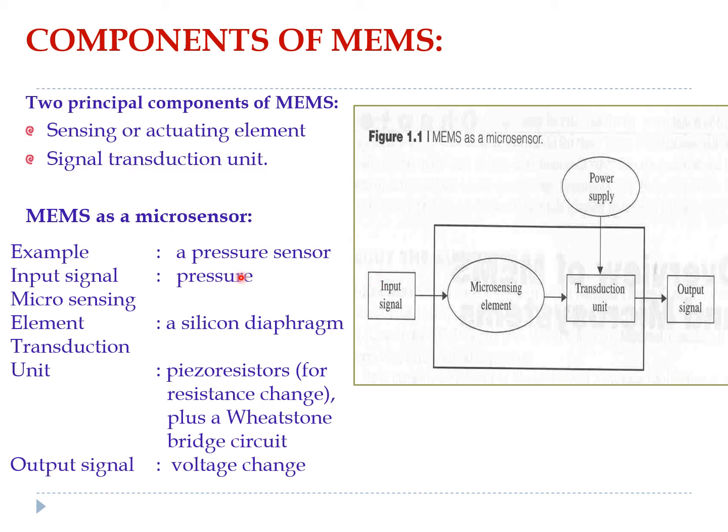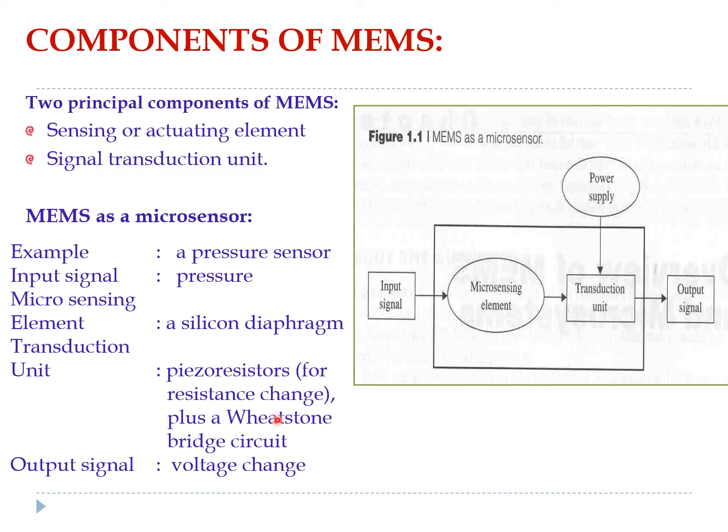Pressure has to be sensed by the sensing element. So for sensing the pressure, here we are using a silicon diaphragm. Whenever you apply a pressure over a silicon diaphragm, the silicon diaphragm is able to bend. If there is a bending, then that bending has to be read or transduced by the electrical transducers. So here on the silicon diaphragm, we are using piezoresistors. These piezoresistors act as a transduction unit that converts the amount of change in the silicon diaphragm into resistance changes.